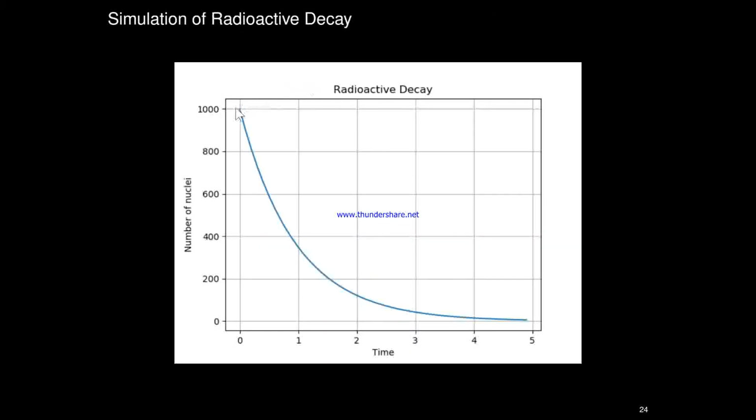You plot, and you will get a graph like this. As time progresses, the number of nuclei gradually decreases. This is an exponential decay, which is the decay as specified by the analytic formula. So we are not using any analytic formula, but simply using the numerical values, which are in quite good agreement with the analytical value, N equal to N0 e to the power minus lambda t.